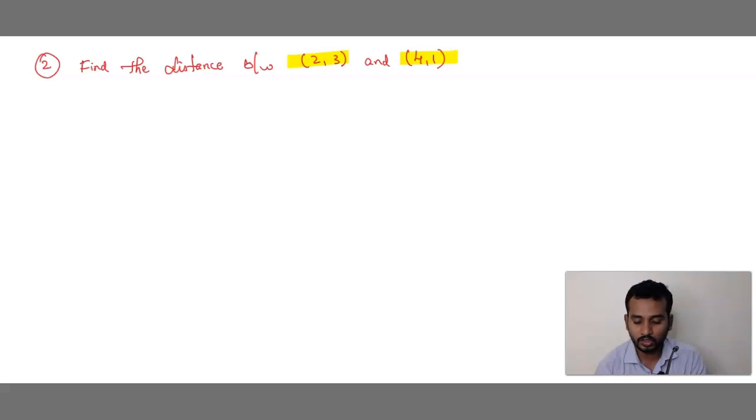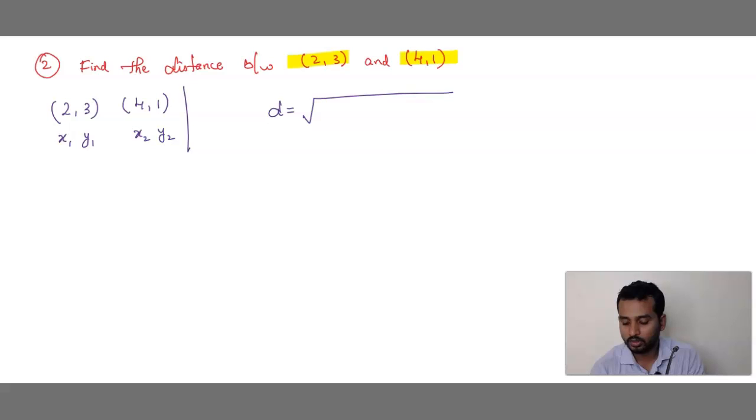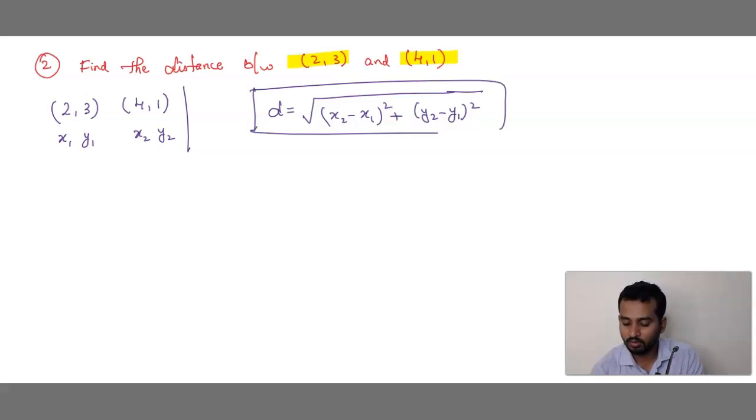Since he has given both the coordinates, what we do here in the beginning, 2 comma 3 and 4 comma 1. Okay, 2 comma 3, this is the first coordinate, 4 comma 1, this is the second coordinate. So what we can do here, 2 comma 3, we write it as x1 y1, second coordinate x2 y2. Done. So now we use the distance formula, d is equal to root of x2 minus x1 whole square plus y2 minus y1 whole square. So this is our distance formula, right? Just substitute the values in this, that's it.